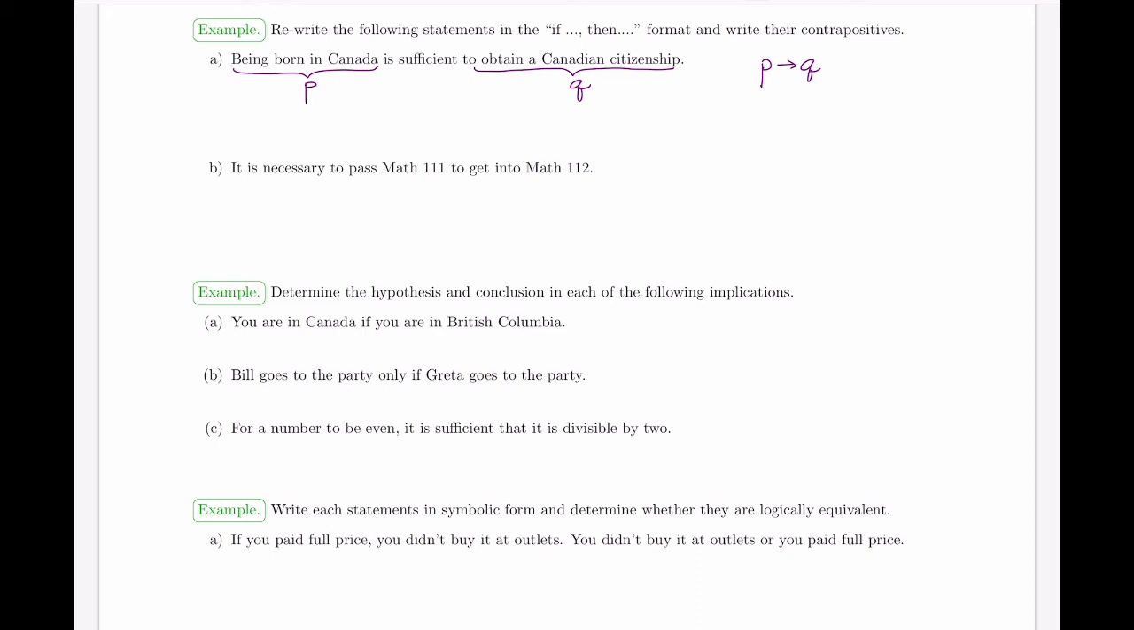Well, for many of us who are immigrants, we know that the opposite direction does not hold. I have a Canadian citizenship, but I was not born in Canada. So while being born in Canada is certainly sufficient, it is absolutely not necessary. There's other ways of obtaining Canadian citizenship. So the true statement in the if-then format is if you're born in Canada, then you have Canadian citizenship.